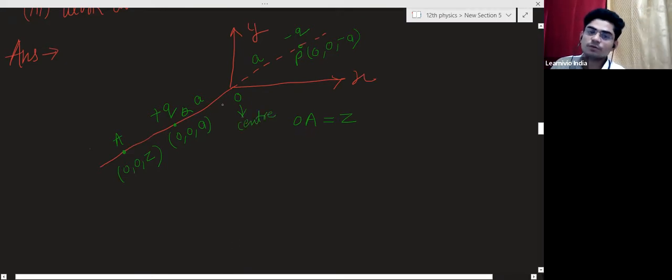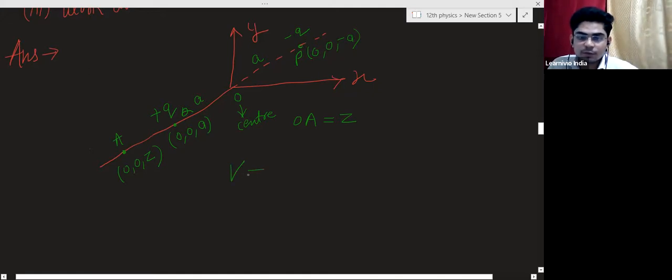Center of dipole. This is the dipole. This is A, and this is A, and this point Z is the distance from the center of dipole. So we have a formula for calculating the potential, and this point also lies on the axis of dipole.